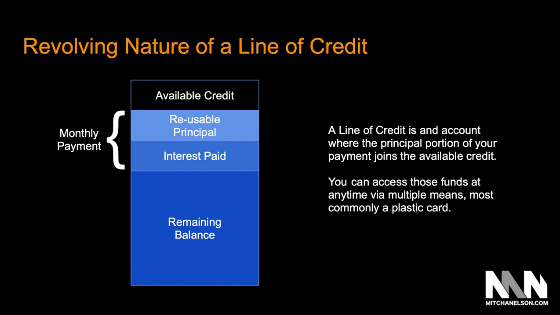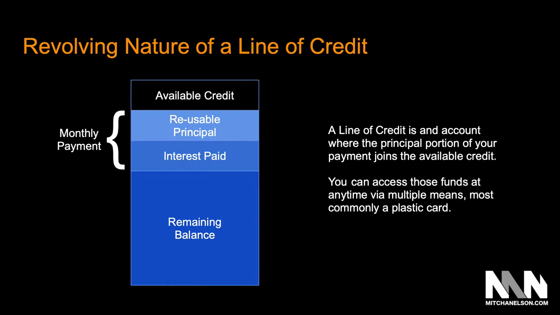Now, let's talk about the revolving nature of a line of credit. This is very important when it comes to how and why the speed banking strategy works, because a line of credit is an account where the principal portion of your payment joins the available credit. So in your monthly payment there, you can see the two lighter blue colors represent a monthly payment. A portion of that is principal and a portion of that is interest. Interest disappears. Interest just goes into the bank's pocket. That's okay. We're never going to get completely away from that as we're talking about debt pay down. What we're trying to do is minimize that as much as possible with this strategy.